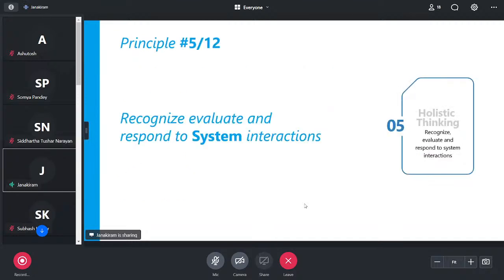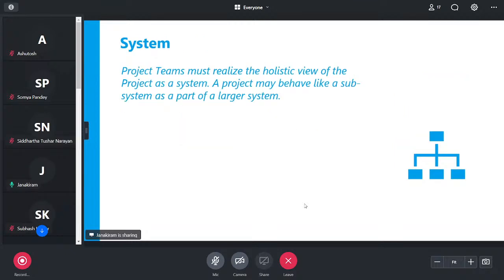So the next principle is recognize, evaluate, and respond to system interactions. This is more so applicable with the approaching trends in project management, right? The projects are getting more and more complex as days progress. So with more complexity, we must be able to deal with systemic thinking. We have two types of thinking, right? Design thinking and system thinking. So it's important that a project manager imbibes these kinds of thinking in the project team.